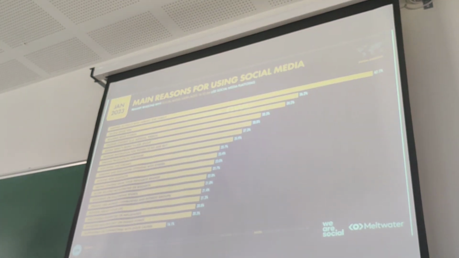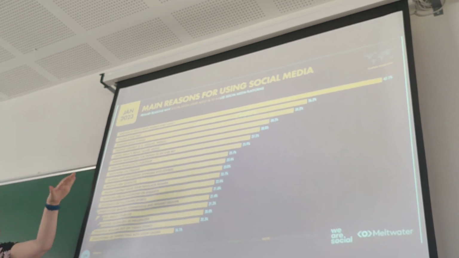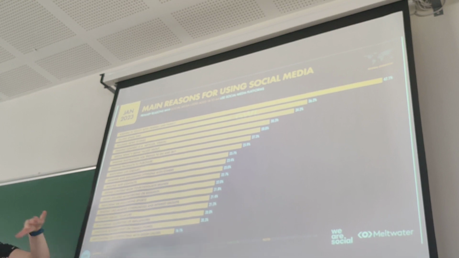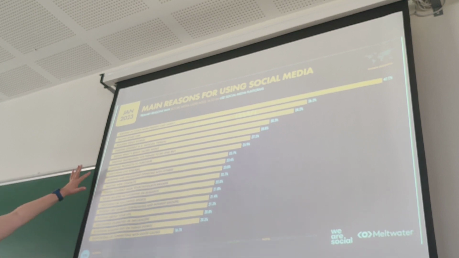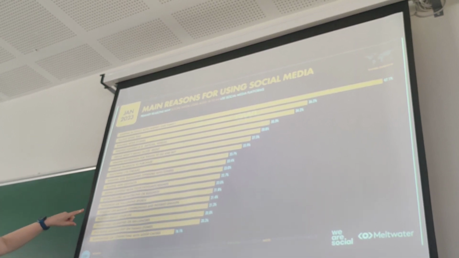And finding content, which is very similar. Seeing what's being talked about, posting about your life. Interestingly, for you, that was quite high up, but globally, it comes quite low down. I don't know if that's one of those things where people don't like to admit that they're posting about their life, but we obviously do post about our life on social media. Also, watching live streams is much higher in the general population than it was here, and sports.